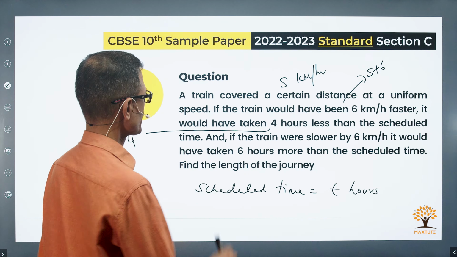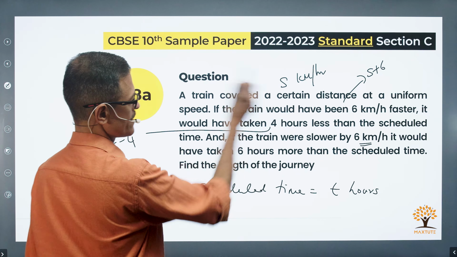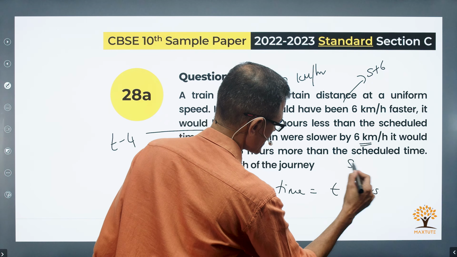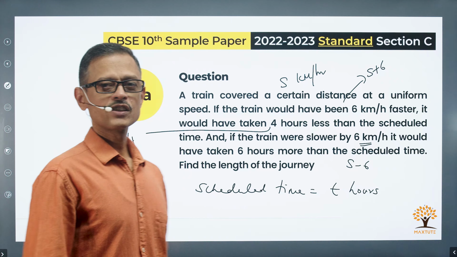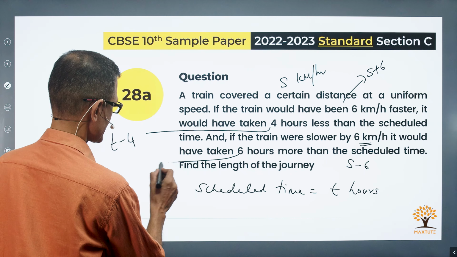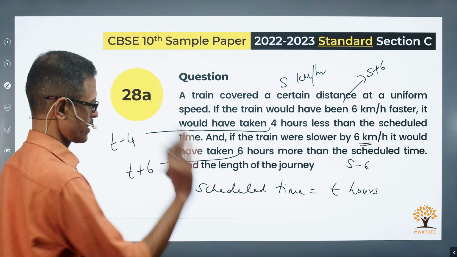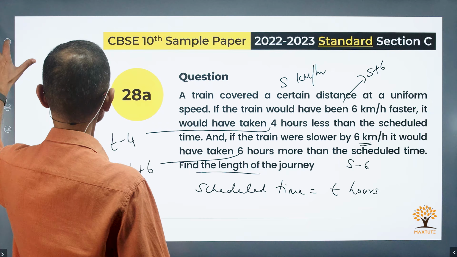Given a second scenario, if the train were slower by 6 kilometers per hour, s being the normal speed, slower by 6 would be s minus 6. It would have taken 6 more hours. Let's say normal time is 10, 6 more hours would be 16. So in this case, it's going to translate to t plus 6. What we need to find out is the length of the journey. Distance is what is asked.